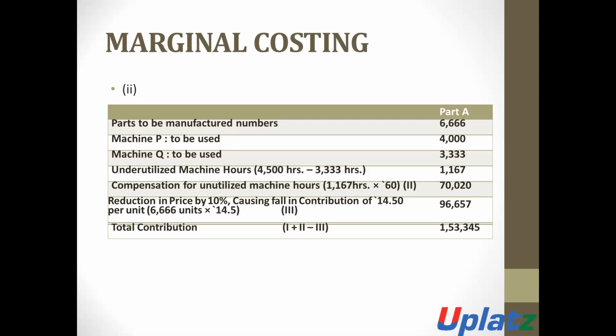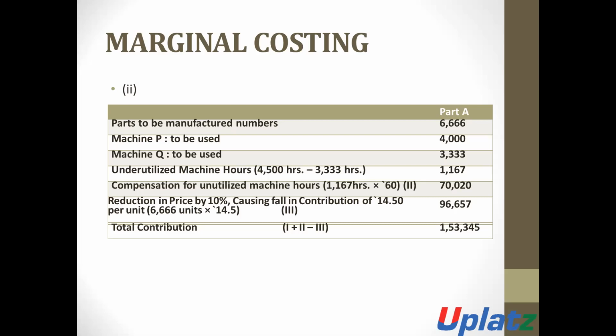And the underutilized machine hours are 4,500 minus 3,333, that is 1,167. 1,167 are the unutilized machinery hours, and the compensation for the unutilized machinery is 60 rupees per hour. Then the total is 70,020 rupees. 70,020 rupees is the amount of compensation for the unutilized machinery hours.